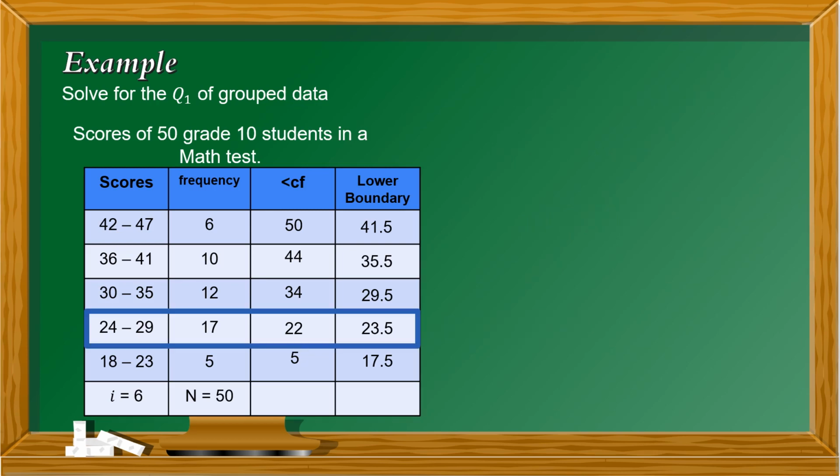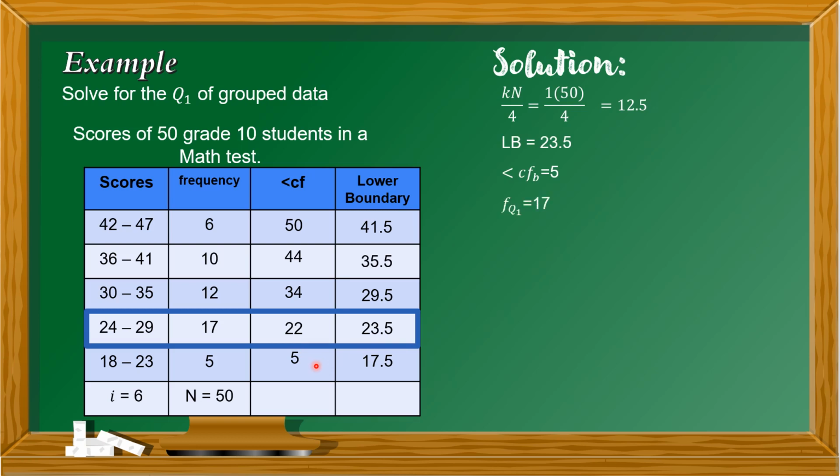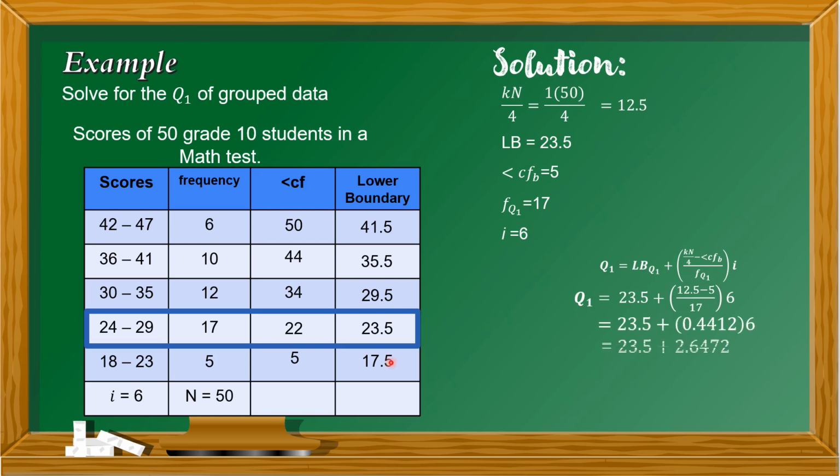Para sa ating solution, k times n over 4 is equal to 12.5. Our LB is equal to 23.5. Less than CF sub b is equal to 5. The frequency of the first quartile class is 17. And I is equal to 6. Substitute natin ang variables mula sa ating formula.